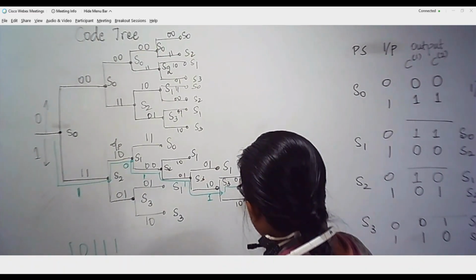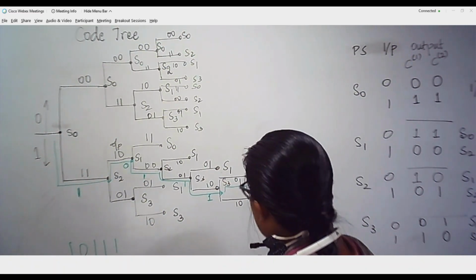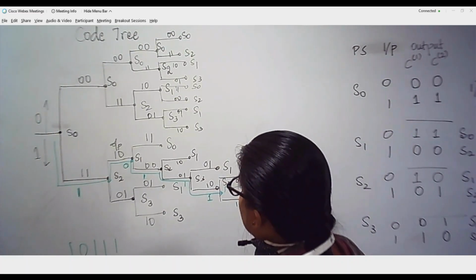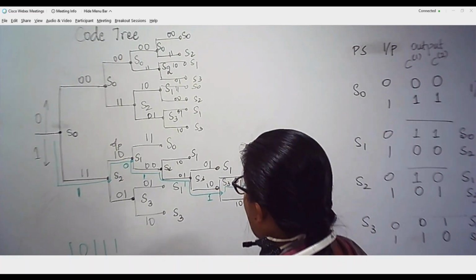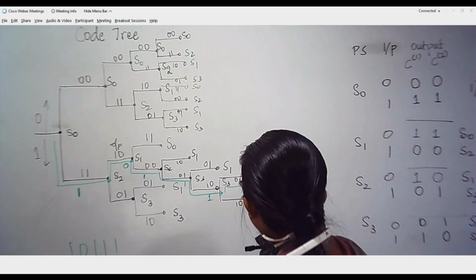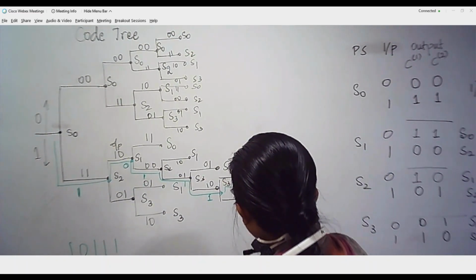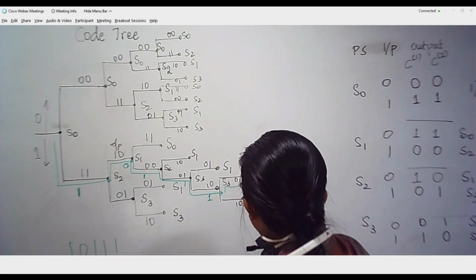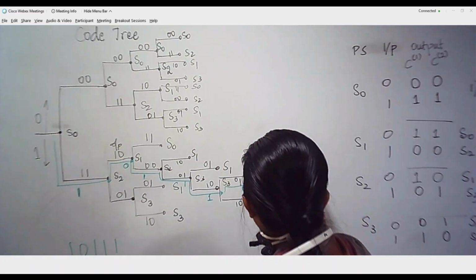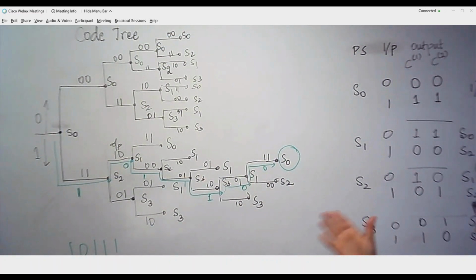From S1, again you are going to split, and then from S1 you can go to S0 or S2 with the outputs 1, 1 and 0, 0. In this case also the input that you are going to give is 0, therefore you are going to follow the upper channel with the input 0. So finally we should enter the S0 position at the end of the complete sequence.